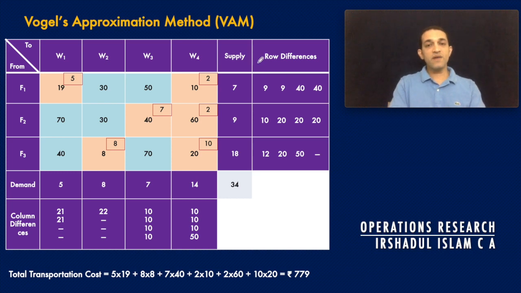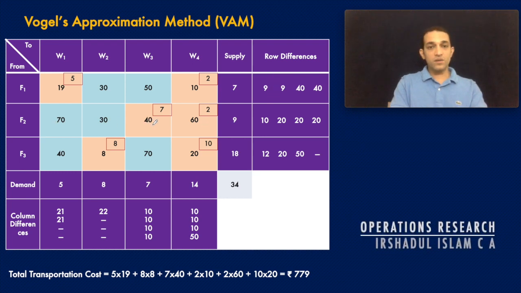In this case, we have introduced a new column, row differences, and a new row here, column differences, in order to calculate the penalty for each time. So in order to calculate the penalty, for each row, take the first row: the least cost is 10 and the next highest cost is 19. Take the difference of these two, that is 9. This is that value.